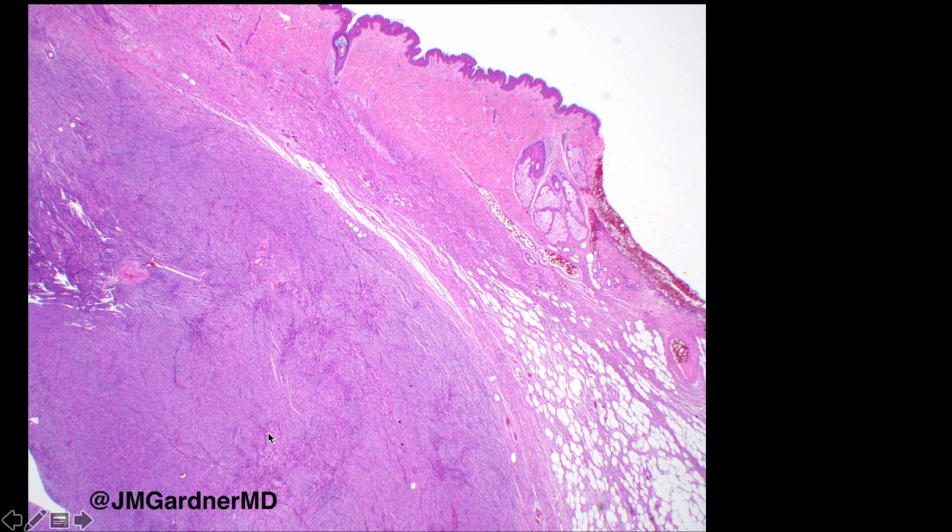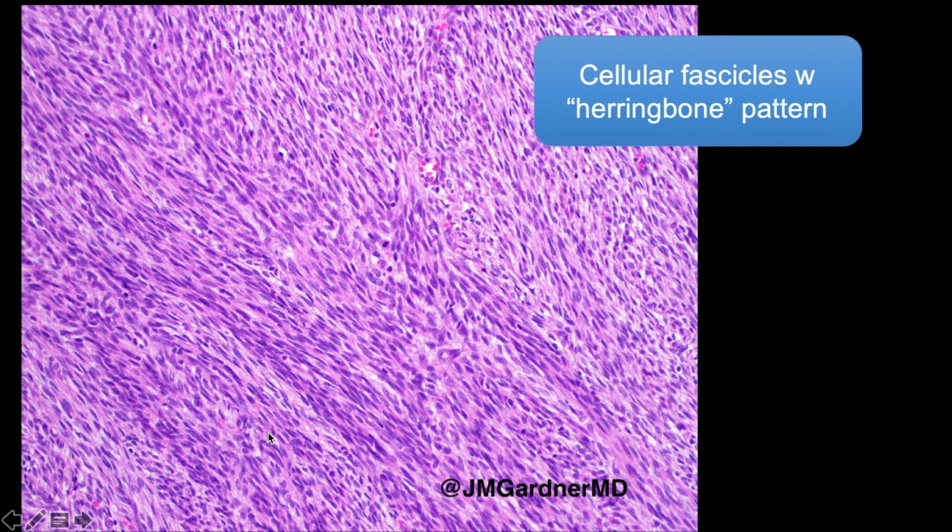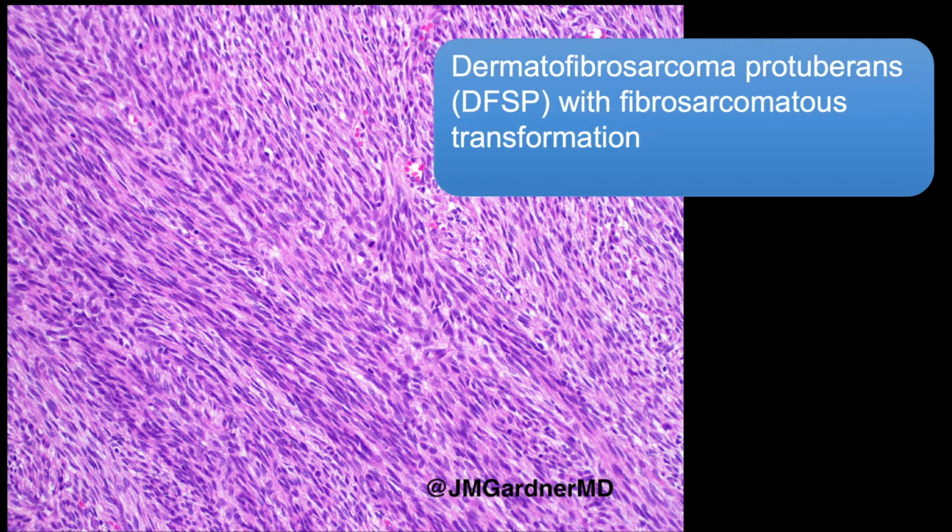Now here's an example where you can see the conventional DFSP over here, but then an abrupt transition to a very cellular nodule. And going closer, that cellular nodule still doesn't have pleomorphism, but it's much larger cells. They're much more tightly packed together. There's more mitotic activity, and they're arranged in these sharply intersecting, acute angle herringbone pattern fascicles. So this is an example of fibrosarcomatous transformation in a DFSP. And in some studies, these have shown a somewhat higher rate of aggressive behavior like metastases.